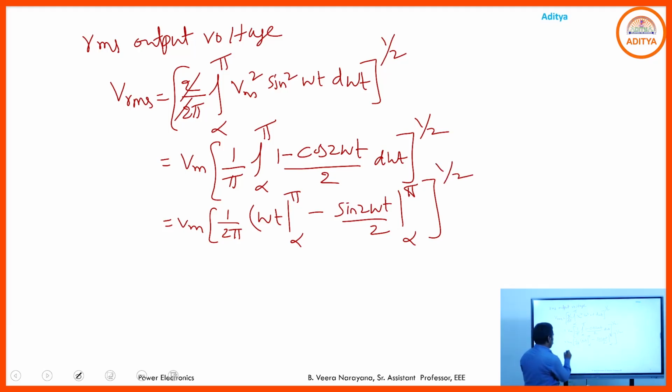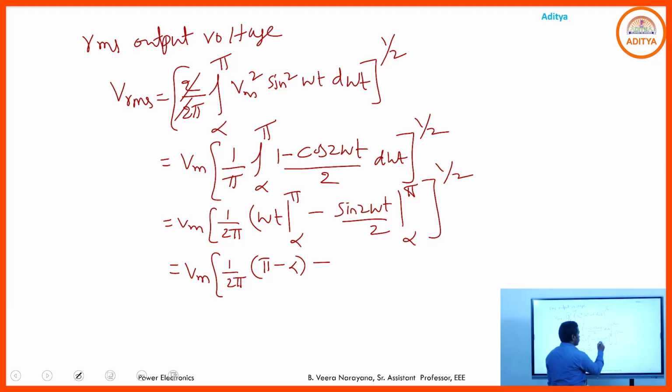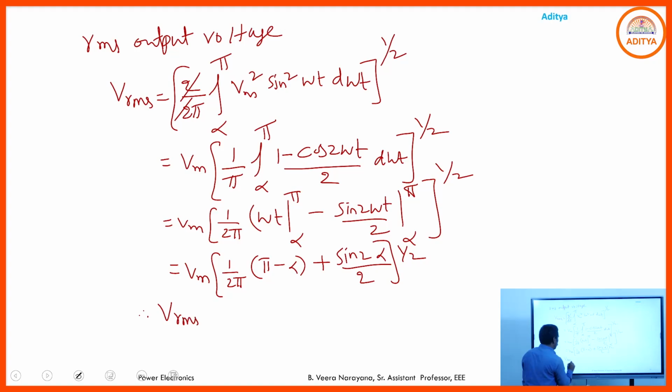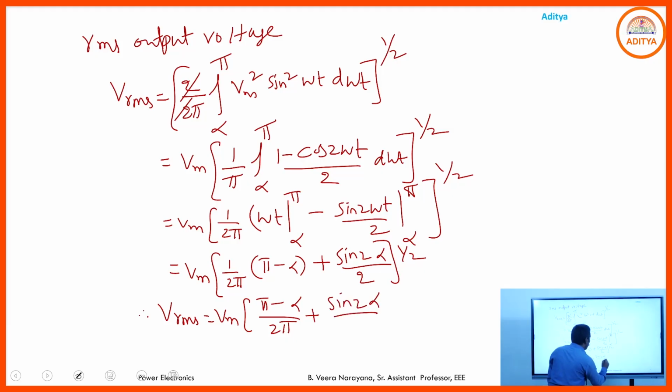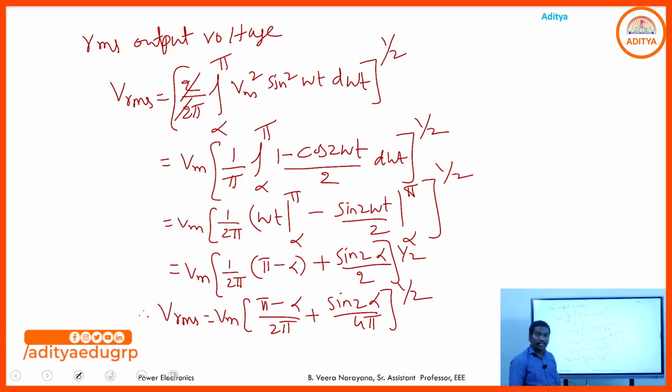By simplifying this expression, you get Vm into 1 by 2 pi into (pi minus alpha), minus sin 2 pi, which is 0, minus of minus plus sin 2 alpha by 2, whole power 1 by 2. So finally Vrms is equal to Vm into (pi minus alpha by 2 pi plus sin 2 alpha by 4 pi), whole power 1 by 2. That is the RMS output voltage of the fully controlled converter with R load.